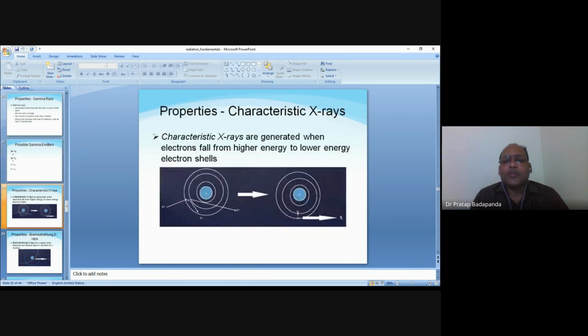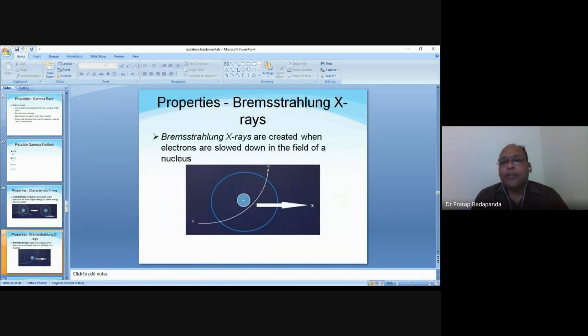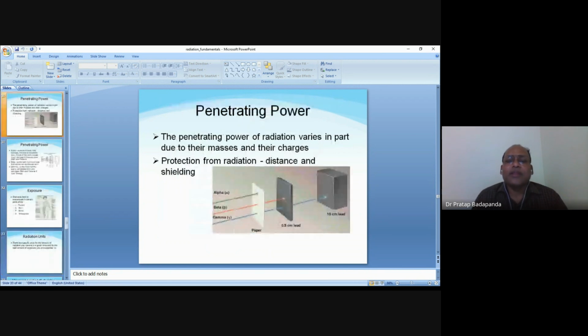Now the properties and characteristics of X-rays. Characteristic X-rays are generated when electrons fall from a higher energy to a lower energy electron shell. It is higher to lower, then energy will be emitted. That is your X-ray. Properties of Bremsstrahlung X-rays: they are created when electrons are slowed down in the field of the nucleus. Then penetrating power: the penetrating power of the radiation varies in part due to their masses and their charge.